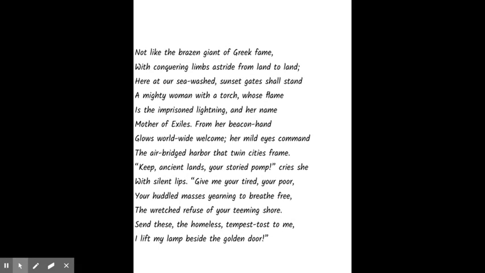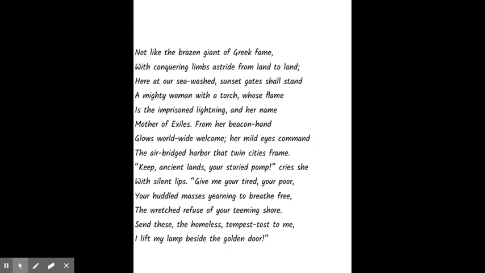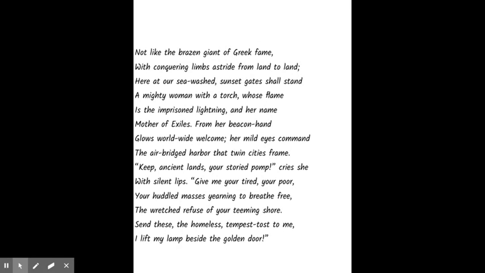So last week I told you that all poetry, all lines of poetry have a rhyme scheme attached to them. Whether they rhyme or they don't, there's still a scheme. The first line of every poem is always A.